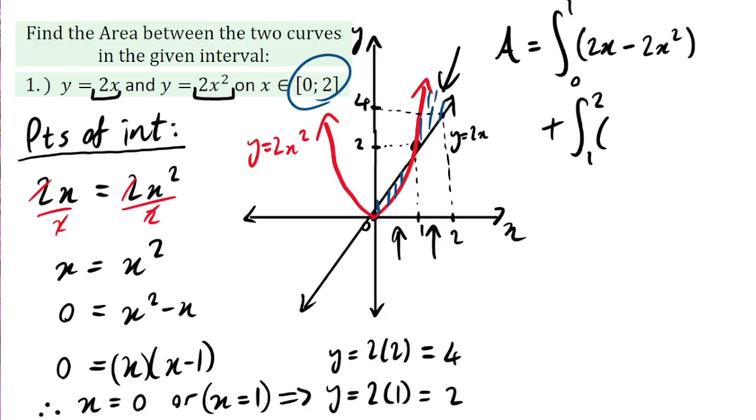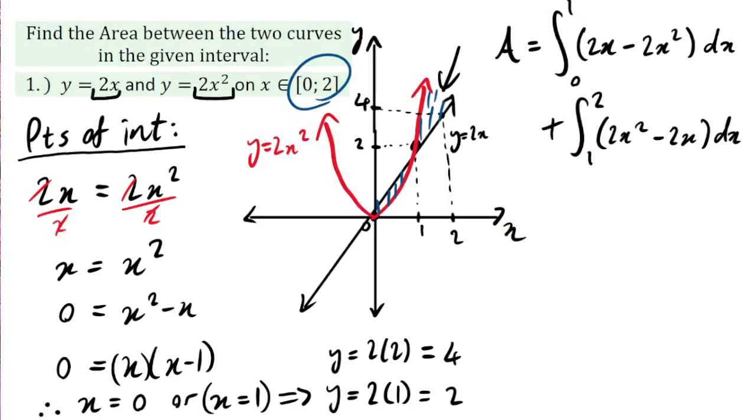And then we're going to have the top minus the bottom. The top this time is going to be the red one. The red one is actually higher. So therefore, we're going to have 2x squared, which is the red one, minus 2x. Also, I forgot to add the dx. My apologies. And then there we go, dx. So therefore, we have just done it like that.